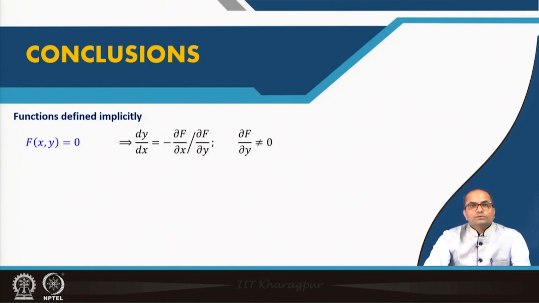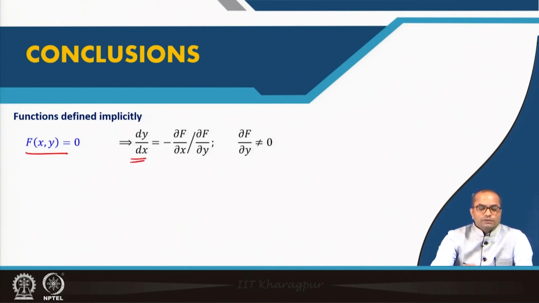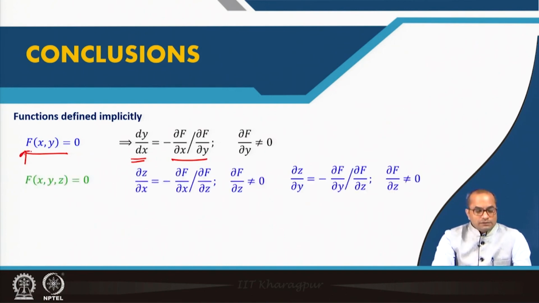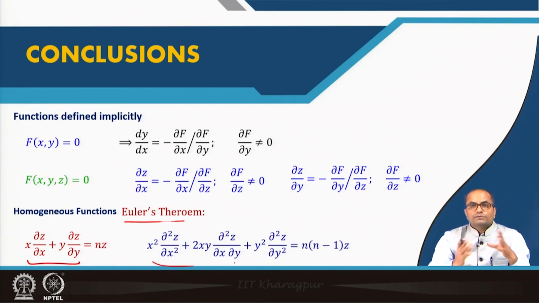Then the functions that were defined implicitly. We have also seen the formula that we can get dy over dx in terms of the ratio of the partial derivatives of the function f with respect to x and y. In case z is a function of x and y, again we can get the partial derivatives with respect to x and y of this z in terms of these ratios of the partial derivatives of f with respect to x and z. And at the end we have gone through Euler's theorem, which was given in two different versions, for the first derivatives and for the second order derivatives.